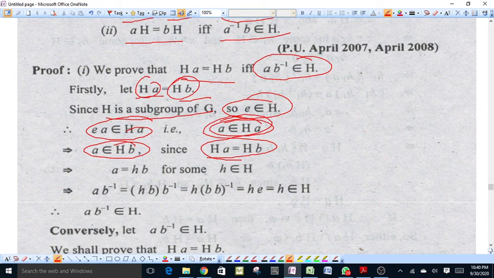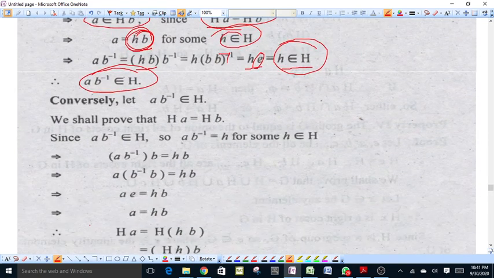Therefore, a will be of the type hb for some small h in capital H. Now ab inverse will be equal to, because a is equal to hb, h b b inverse. But b b inverse is equal to the identity element, so he will be equal to an element of capital H. Therefore, ab inverse belongs to H.